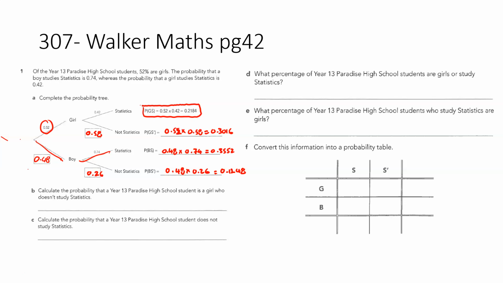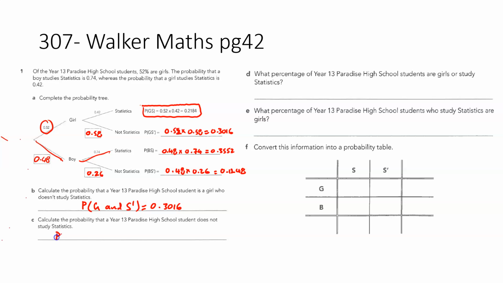Calculate the probability that a year 13 Paradise High School student is a girl who doesn't study statistics. So that's nice and easy. It's the probability of girl and doesn't study statistics. I can just read straight off the chart. It's this value here, which is 0.3016.